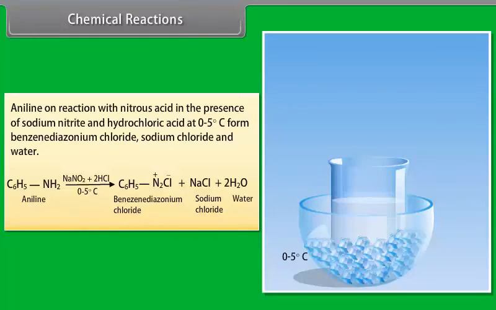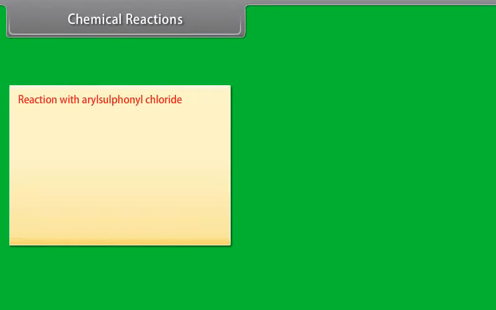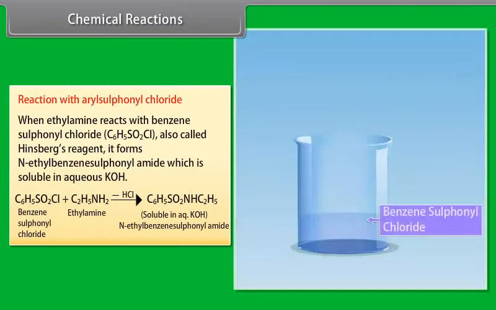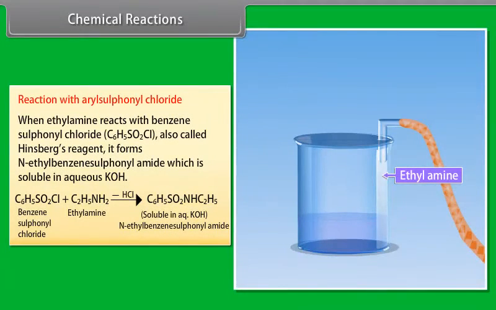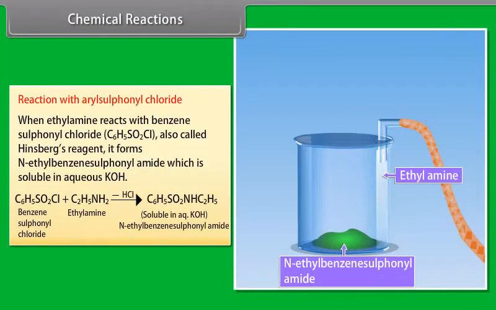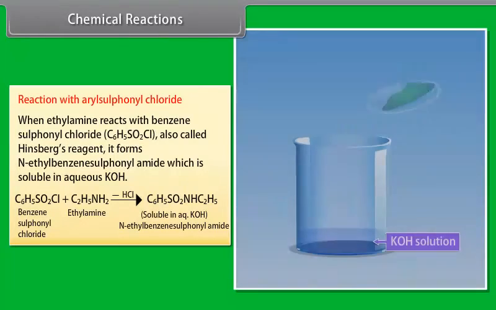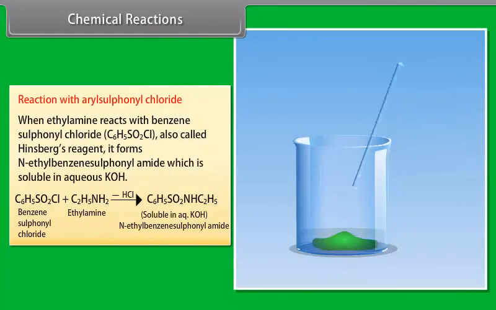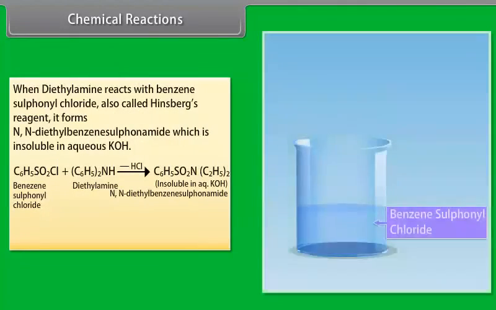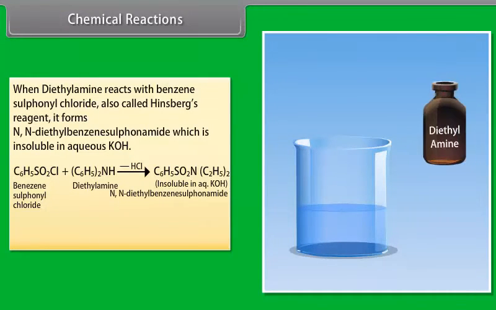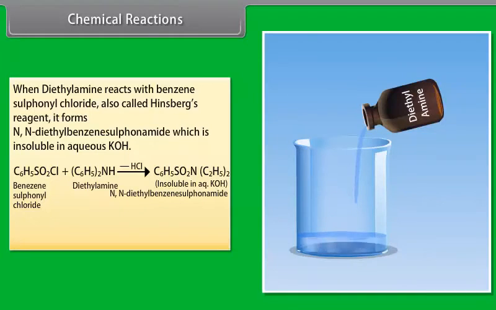Chemical reactions. Carbylamine reaction. Primary aliphatic and aromatic amines, when warmed with chloroform and alcoholic solution of potassium hydroxide, give a very unpleasant smell of isocyanides. Chloroform and alcoholic solution of potassium hydroxide react with methylamine and form methyl isocyanide, potassium chloride and water.